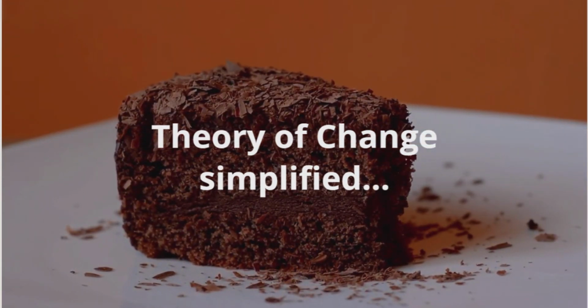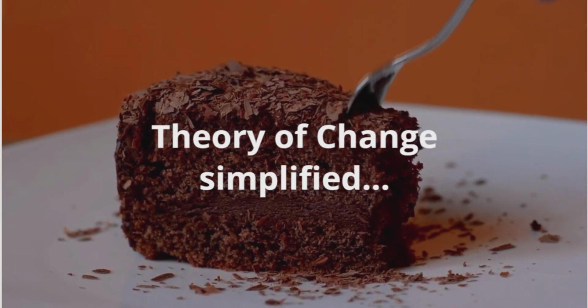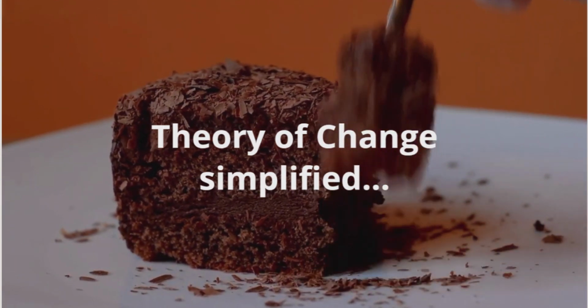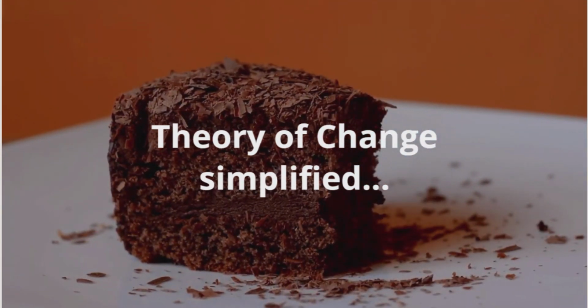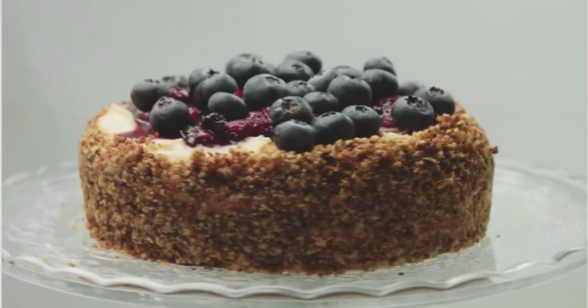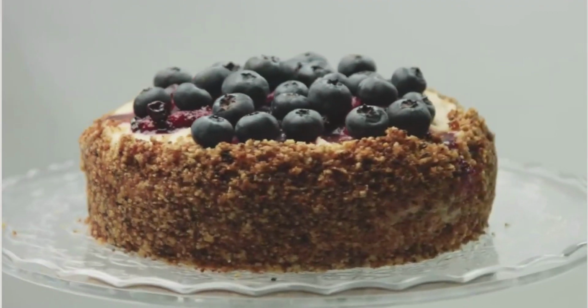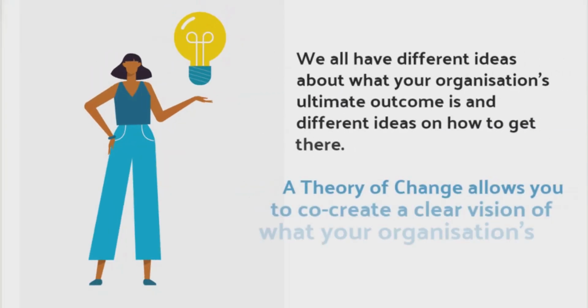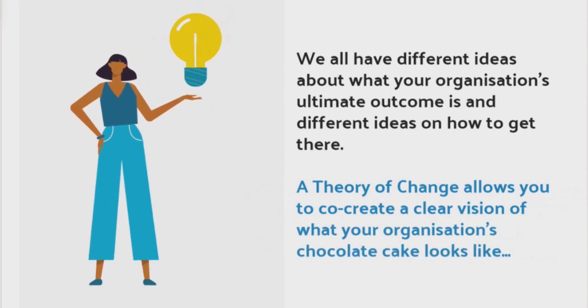Consider the example of making a chocolate cake. Pause the video here and close your eyes to picture what the best chocolate cake looks like. We all have different ideas of what the best chocolate cake looks like. In the same way, you would have a different idea about what your organization's ultimate outcome is and different ideas on how to get there.